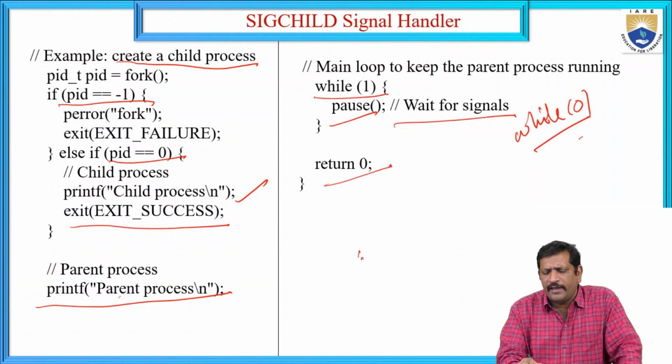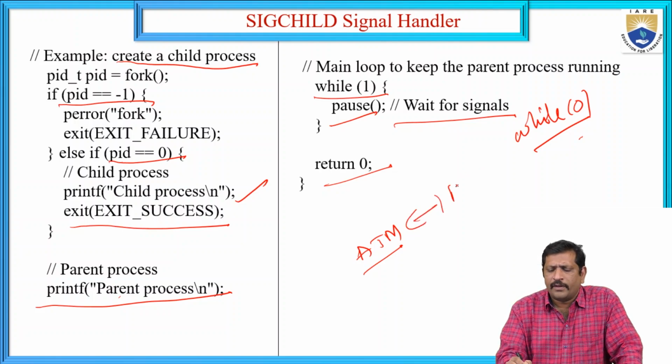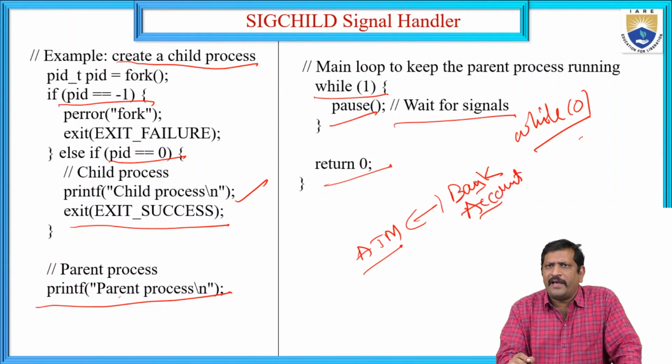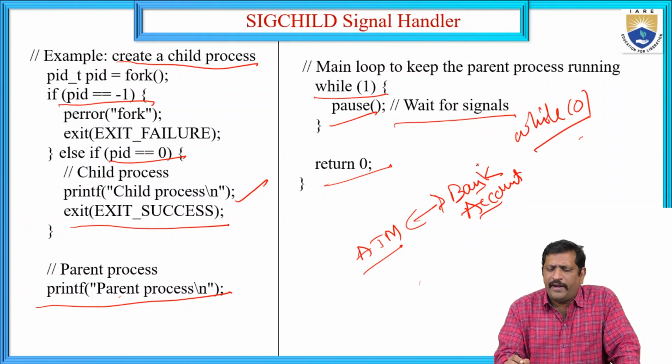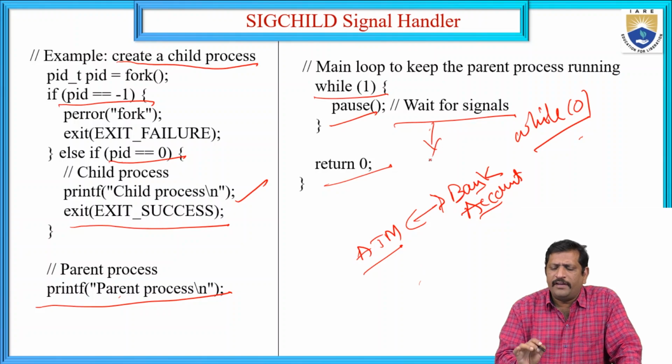The best example is an ATM machine. The ATM machine, up to getting the signal from the bank account, won't dispense the amount to the customer. So it is signal handling. It is waiting for a signal. That is, waiting for the other signal.